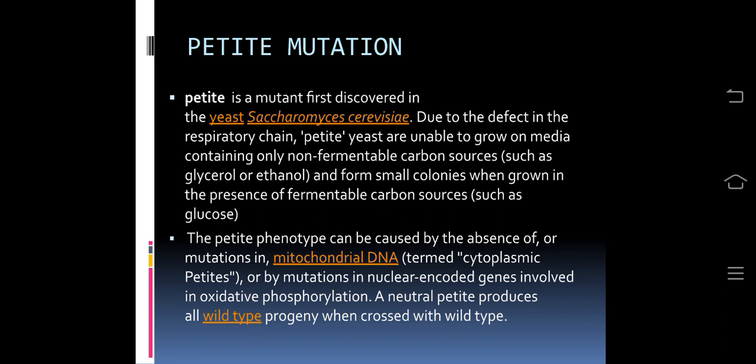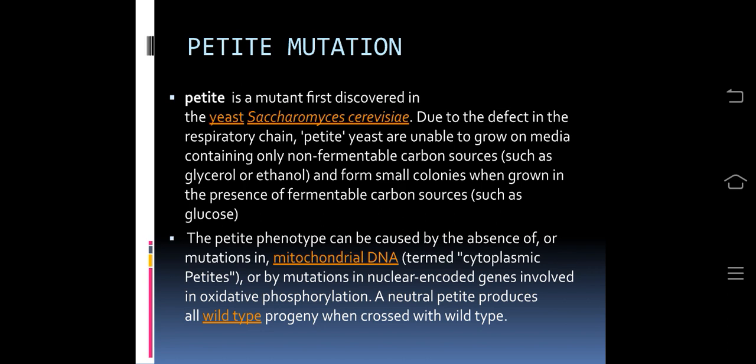Petite mutation. Petite is a mutant first discovered in the yeast Saccharomyces cerevisiae due to a defect in the respiratory chain. Petite yeast are unable to grow on media containing only non-fermentable carbon sources such as glycerol or ethanol.